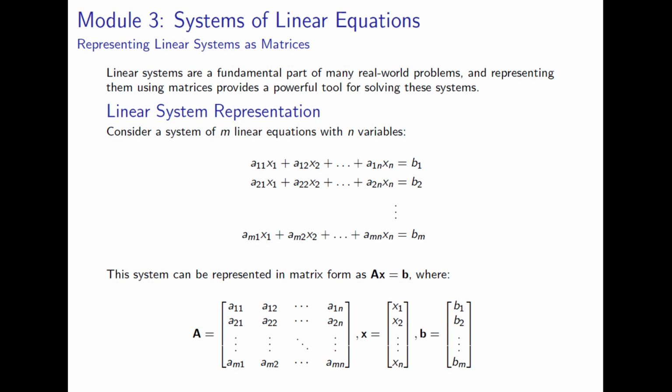Consider a system of m linear equations with n variables. Each equation can be expressed in the form given for all m equations. This system can be elegantly represented in matrix form as Ax equals b, where A is the coefficient matrix, x is the column vector of variables, and b is the column vector of constants. This matrix representation is pivotal in solving linear systems efficiently, particularly in AI applications like regression and optimization.